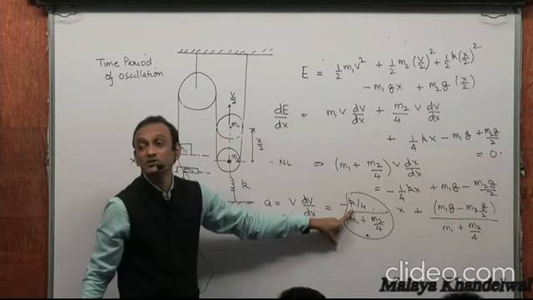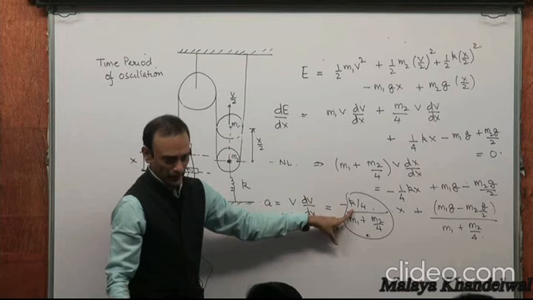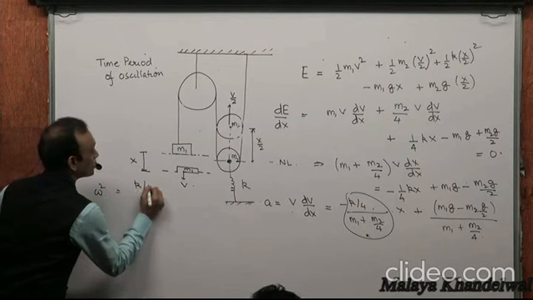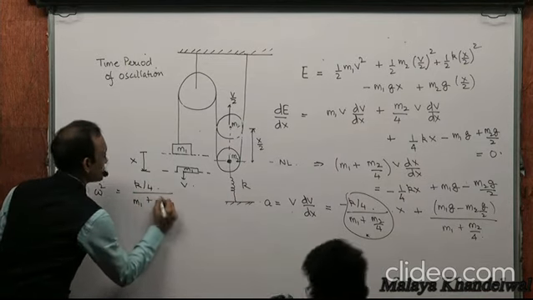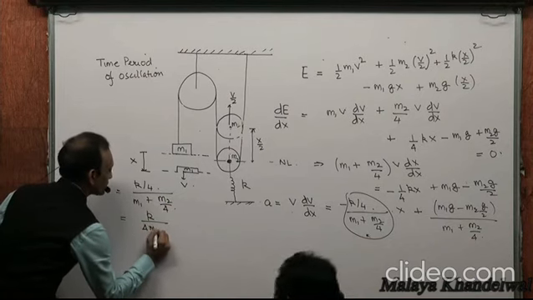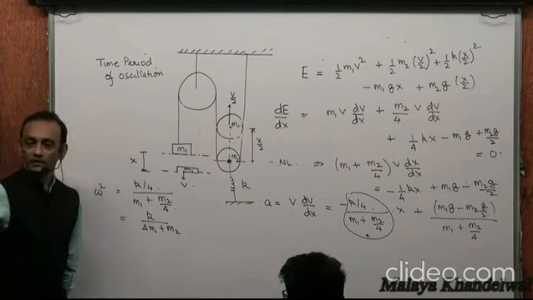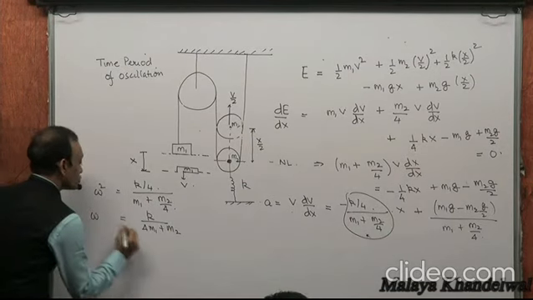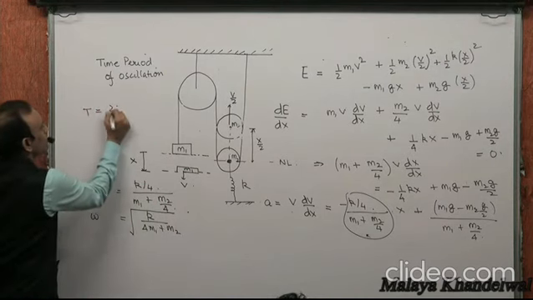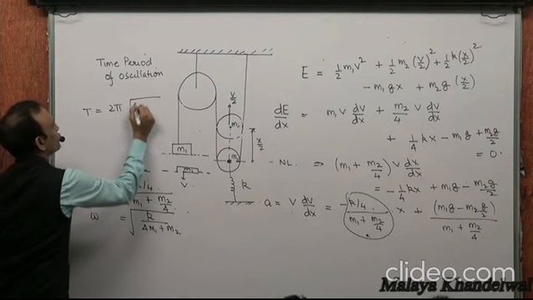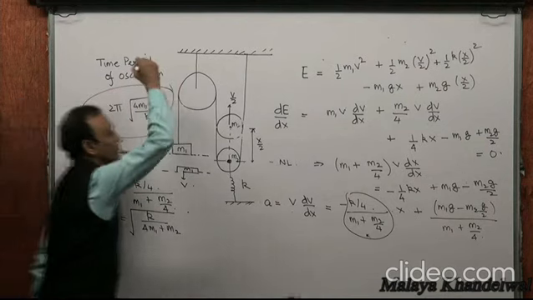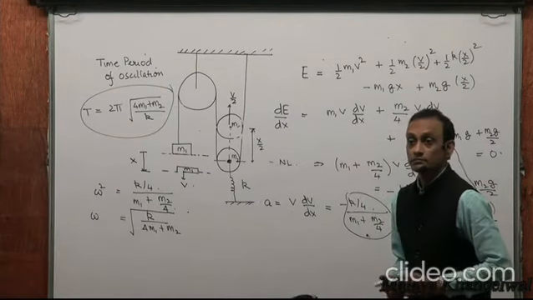Then this positive constant must be omega squared. Omega squared, therefore, is k by 4 divided by (m1 plus m2 by 4), which is like k divided by 4m1 plus m2. That's omega squared. Omega, therefore, is going to be the square root of this. Time period is going to be 2 pi by omega, which means root of (4m1 plus m2) by k. That's going to be the time period of oscillation of the mass m1. Clear?